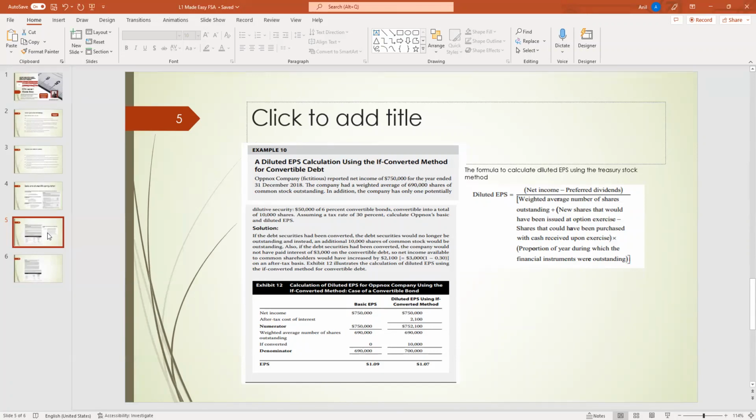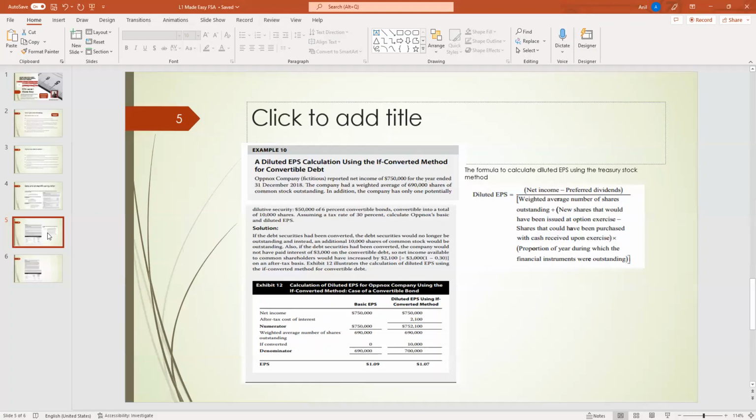So you can do it like this: basic EPS in one column and diluted EPS using the if-converted method in another. In the case of basic EPS, net income is $700,000. So conversion has not happened. The denominator will be the weighted average number of shares outstanding, which is 690,000. So you get 1.09 as the basic EPS.